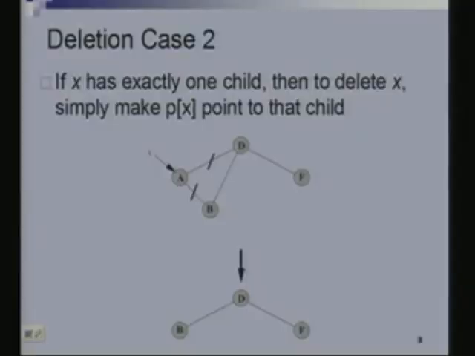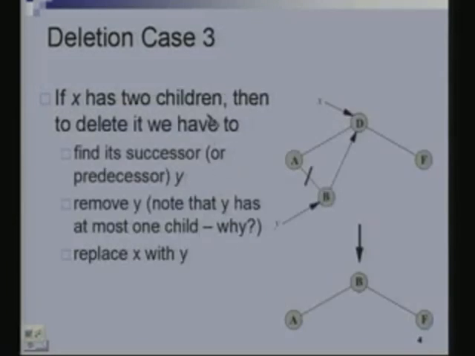In the second case, if we are deleting this node, then once again we go to the parent and modify its left child. Again a constant time operation. So in which case do we take more time? In this case, because here we have to find a predecessor or a successor.